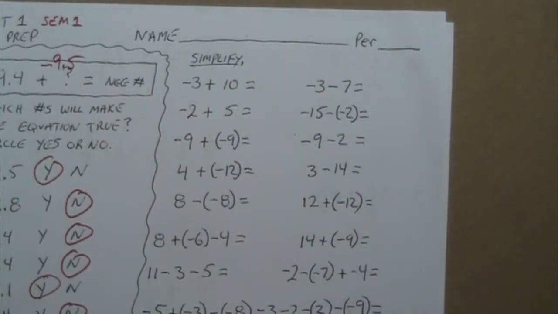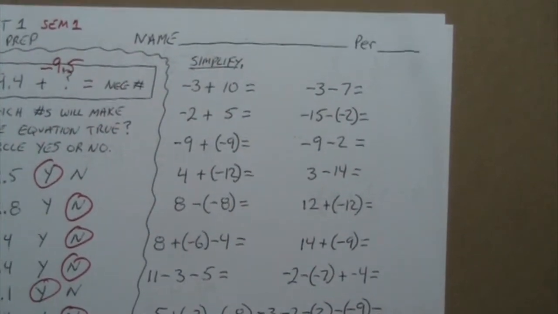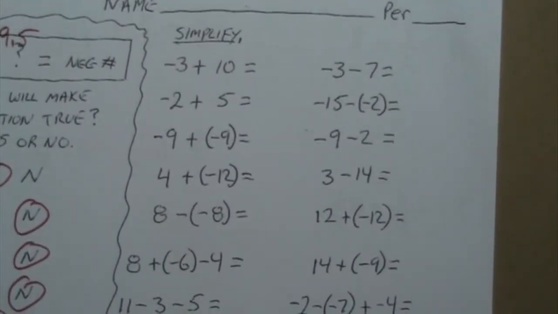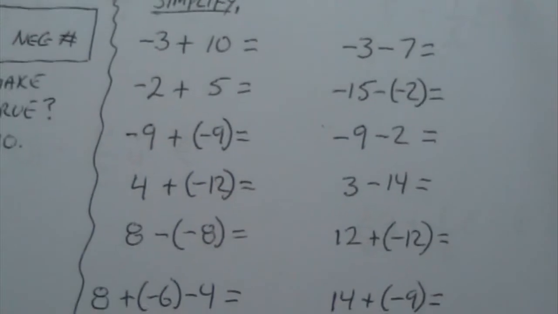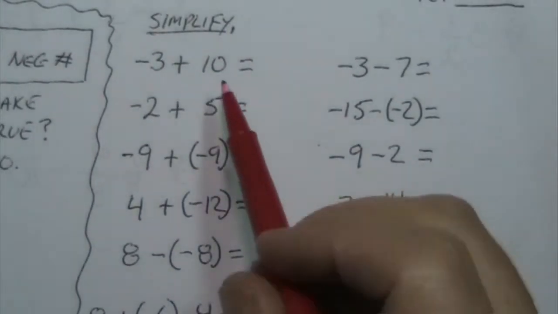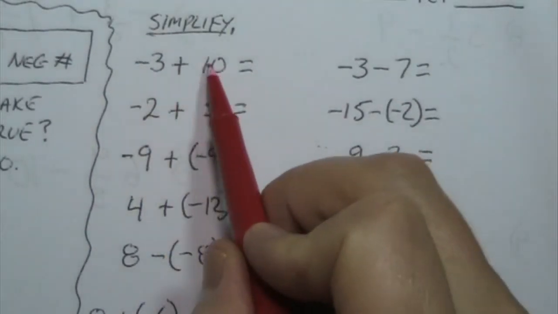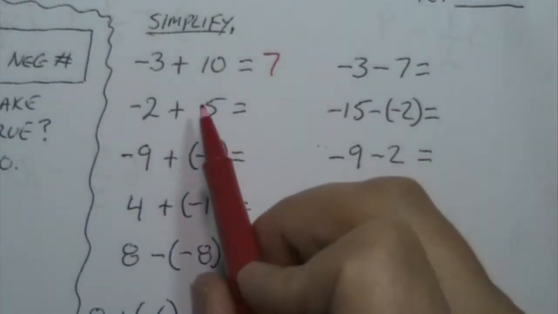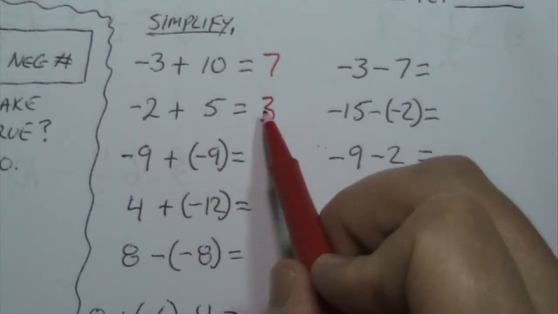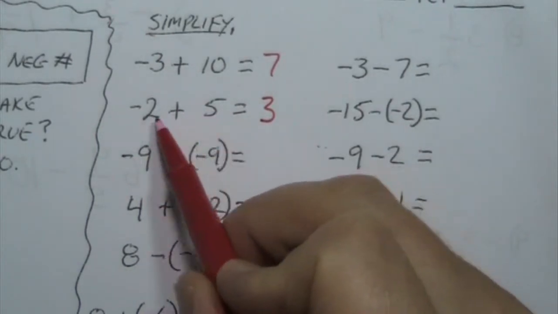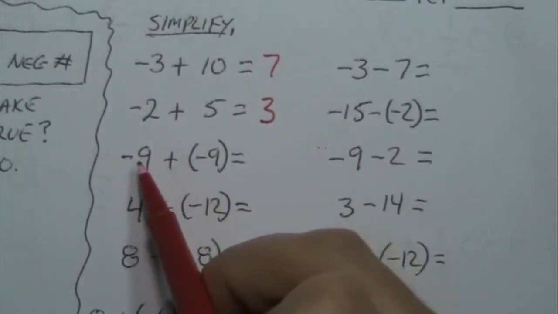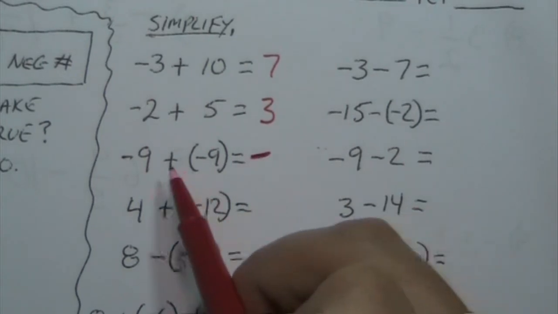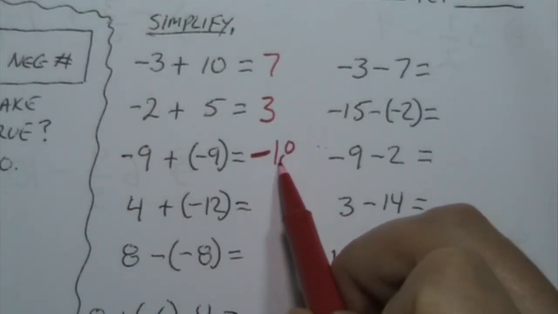So all we have to do is simplify these. Okay, let's see. I'm just going to take the big one minus the little one. 10 minus 3, that's 7. Positive, there's more positive. 5 minus 2, that's 3. There's more positive. Okay, these are both negative, so I'll just add them up. I know my answer is negative. 9 and 9 is 18.